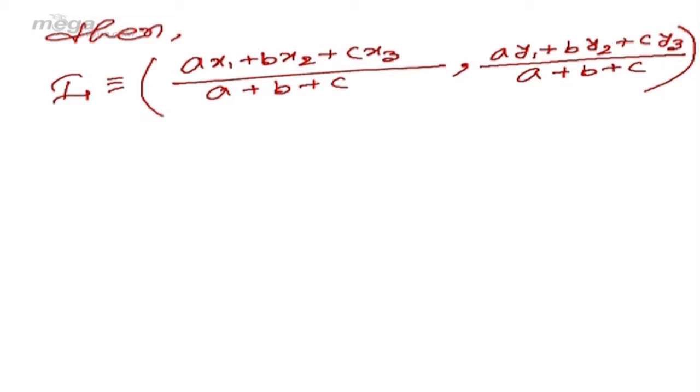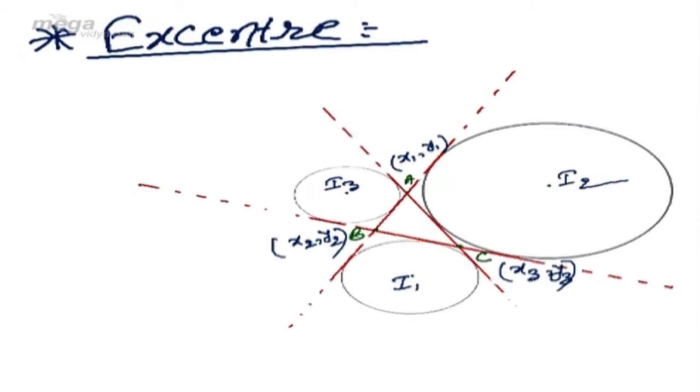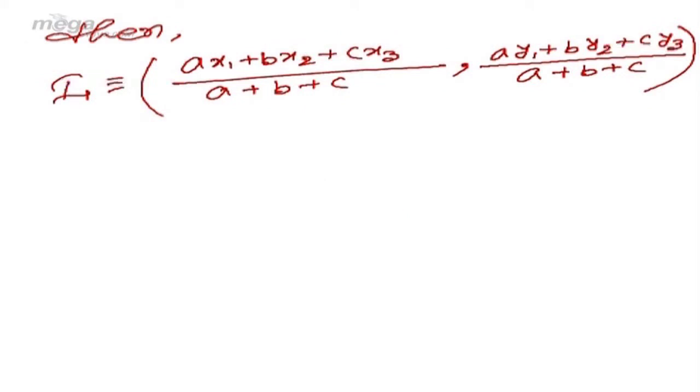For the excenter, this is I1, which is just opposite to the vertex A. So for the vertex A, that is x1 and y1, we will make the terms negative. It means finally I1 becomes (minus ax1 plus bx2 plus cx3) upon (minus a plus b plus c), comma, (minus ay1 plus by2 plus cy3) upon (minus a plus b plus c).